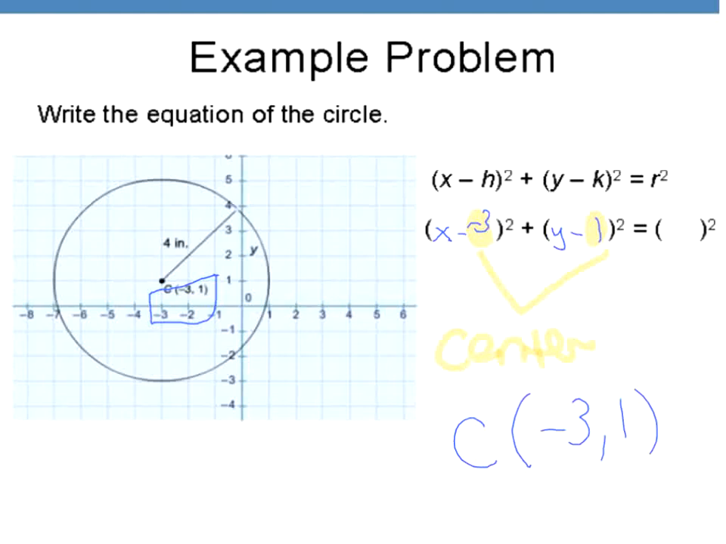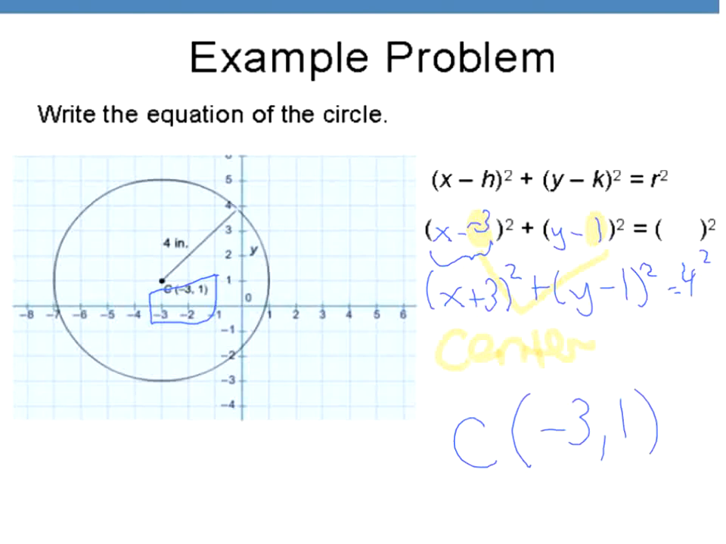-3 and a 1. What happens on the left now? Savella already said it. What happens right here? It's going to become a plus. So it's going to be x plus 3 squared plus y minus 1 squared equals r squared. Can you guys count your r for me? They kind of gave it to you in the picture. Tristan, what do you think? 4. 4 squared. Did you have a question? Any questions on how that worked?